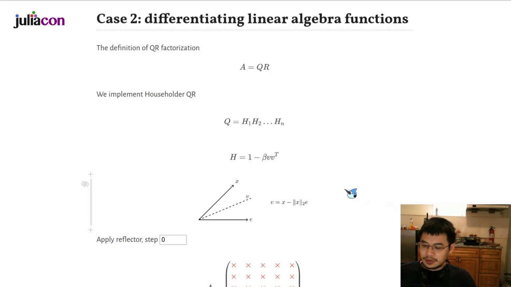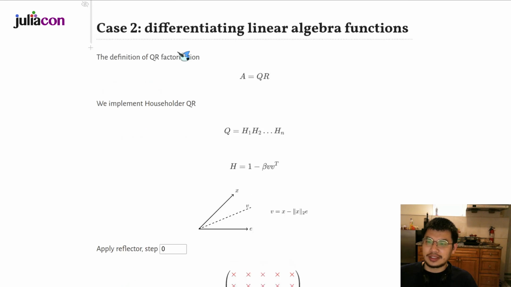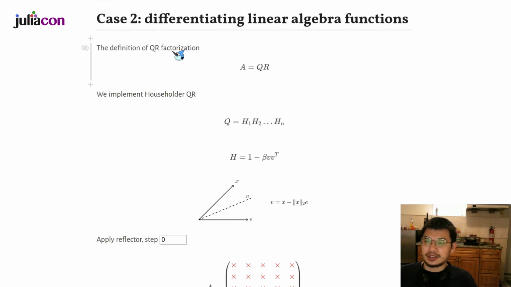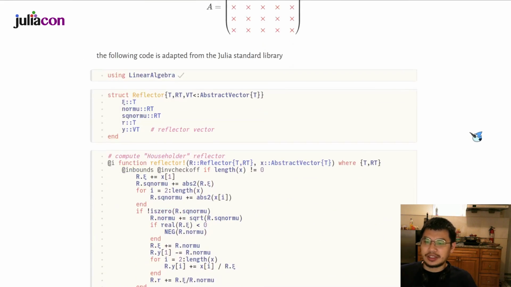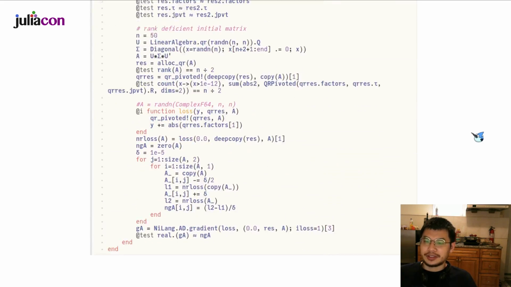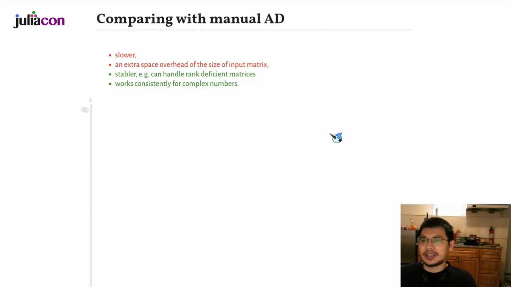So what reversible programming is good at is actually not differentiating a linear program. It's about the flexibility to utilize the reversibility and to uncompute intermediate results under control. Here in the following I show a second case of differentiating a linear algebra function, where we implement the Householder QR, which is the algorithm in the Julia standard library. But I'm not going to introduce the details of the implementation because it's very long, and we just show the comparison with manual differentiation. First, it is slower. This is because manual AD is very fast. It only contains matrix multiplication.